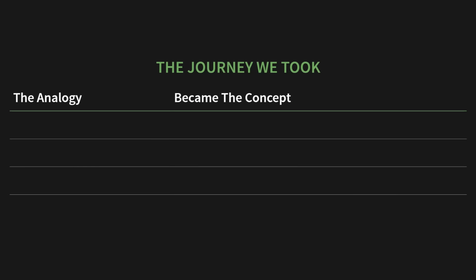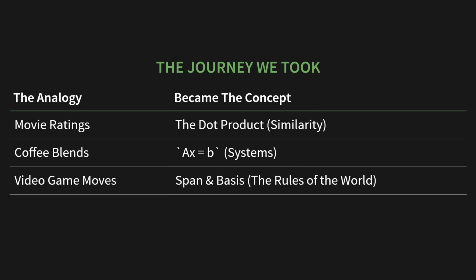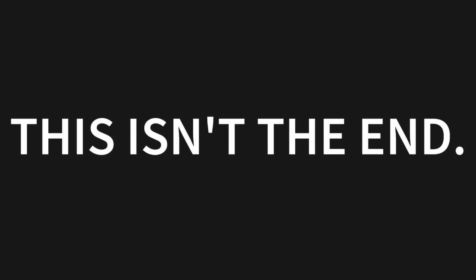And just like that, you did it. Let's look at the journey we took. The analogy became the concept. You went from movie ratings to the dot product, understanding it as similarity. From delicious coffee blends to solving systems of equations with AX equals B. You went from video game moves to understanding span and basis as the fundamental rules of the world. And finally, you saw that matrices are verbs, the powerful engine behind all computer graphics.